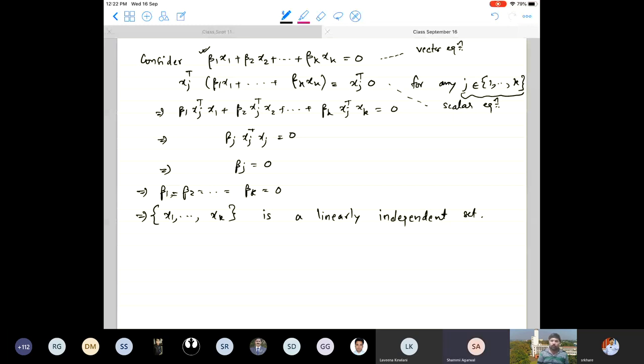Sir, so can we say that for an orthonormal set, the k should be less than or equal to n? For an orthonormal collection of vectors, k should be less than or equal to n. Yes, k should be less than or equal to n in Rn. Or in general, when n is the dimension of the vector space, then in an orthonormal collection in a finite dimensional vector space, that collection size has to be less than or equal to the dimension of the vector space. That's right.